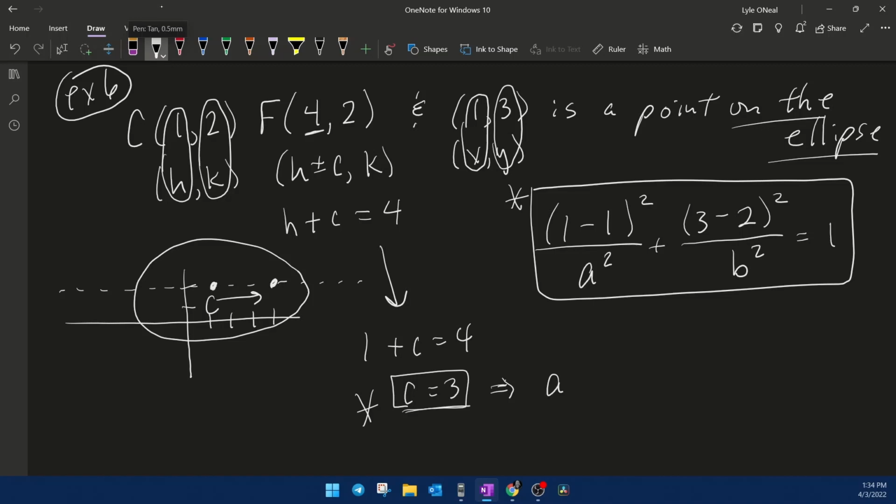So our Pythagorean relationship is a squared equals b squared plus c squared. But I know c is 3, and 3 squared is 9, and now look what I've got. I now have a value for a squared that I can substitute in my equation, and I will only have a b variable, and then I can solve for b.